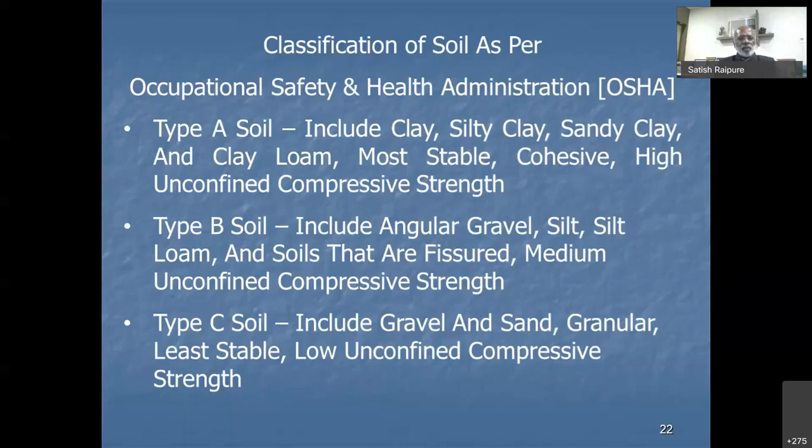Type C has very low unconfined strength, and this includes gravel, sand, granular soils. This is the least stable soil. And this has a very low unconfined compressive strength, around 5 to 10 tons per square meter.